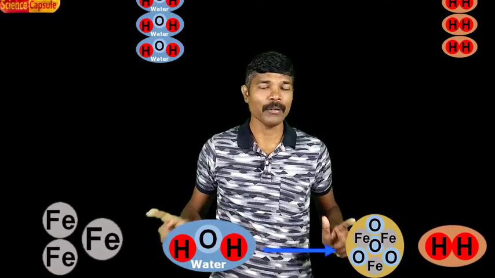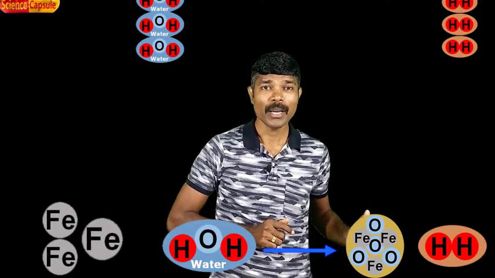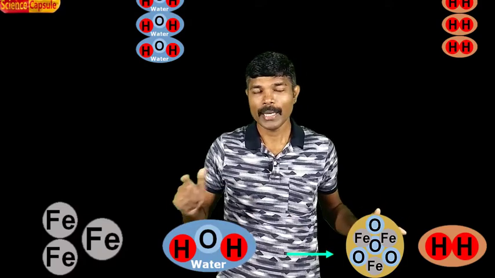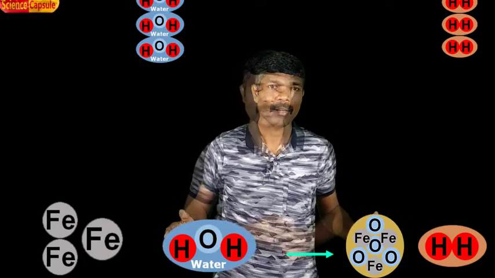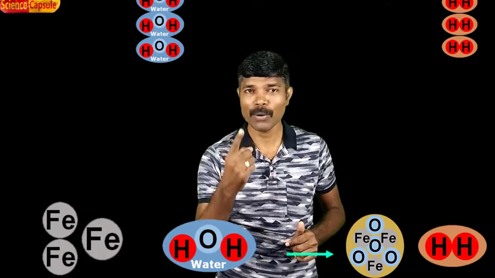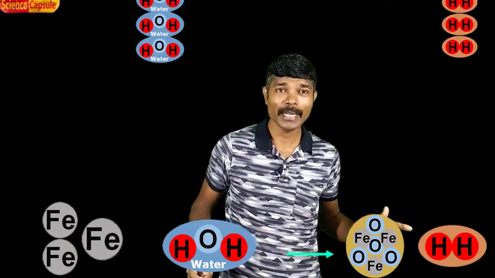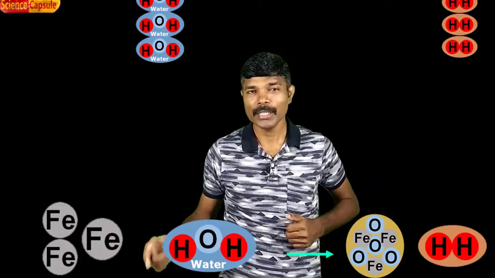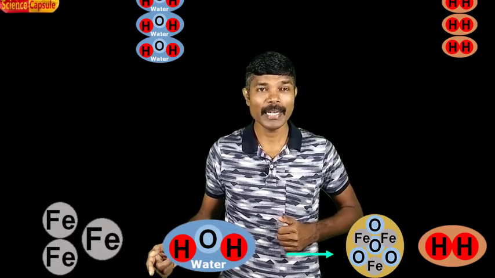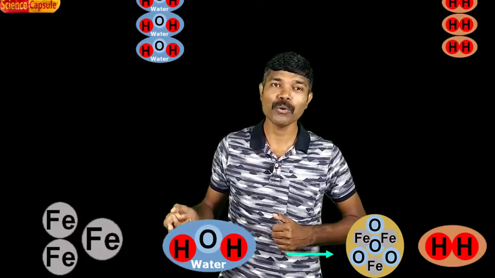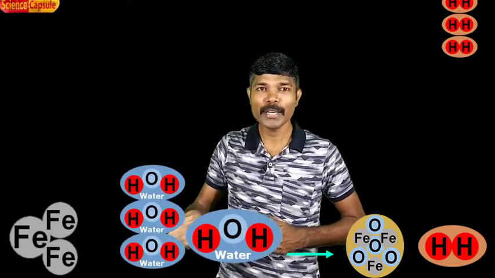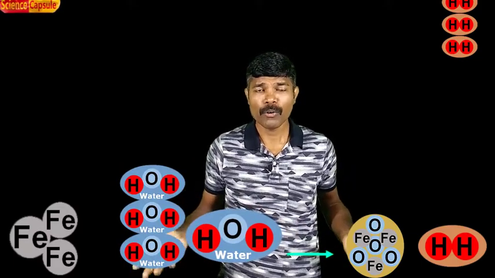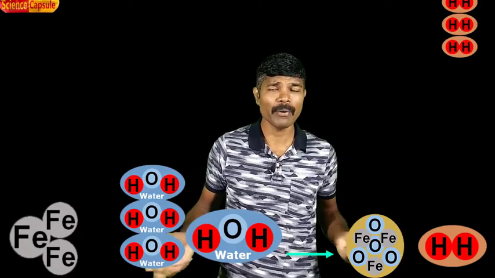So iron got balanced. Now oxygen, you see, oxygen is 4 in number, whereas here oxygen is only 1. In a water molecule, we find only 1 oxygen atom, whereas on the product side, the total number of oxygen atoms is 4. So this oxygen needs to be increased. So we need to add 4 water molecules. I am adding here 4 molecules of water. So here the 4 oxygen atoms got balanced.